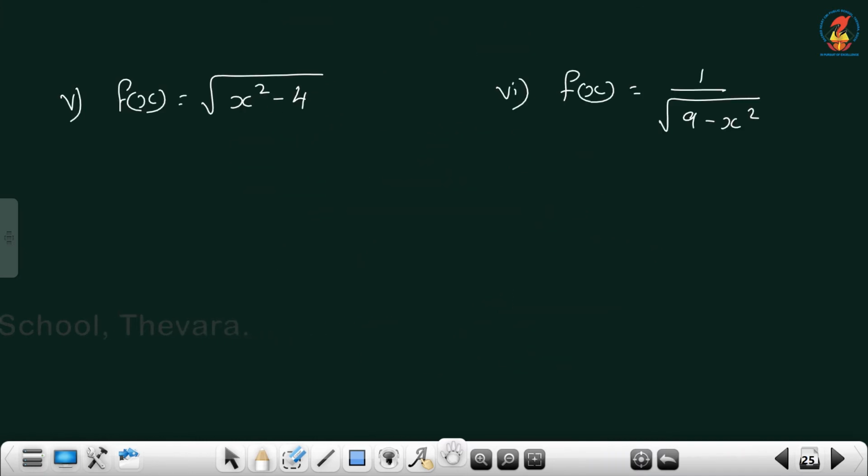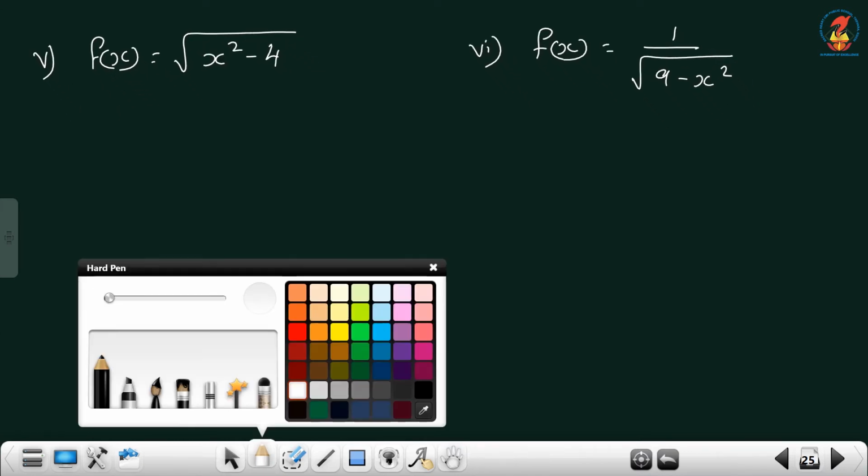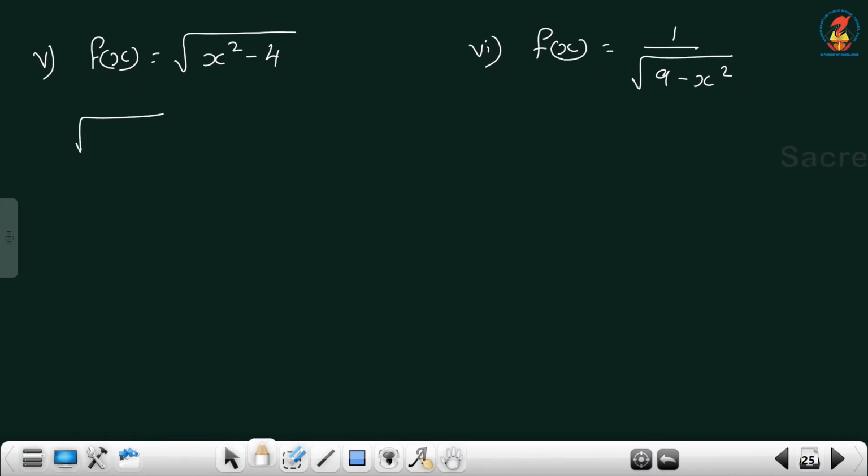Now the fifth one, root of x square minus 4. We have to find domain and range. So for finding domain, take the right side. Root is always greater than or equal to 0. So x square is greater than or equal to 0. So what is the value of x?